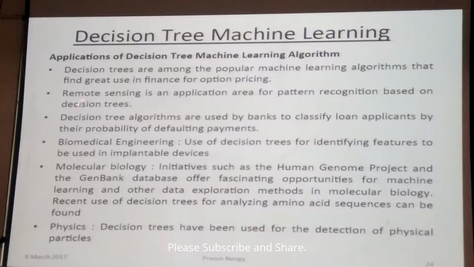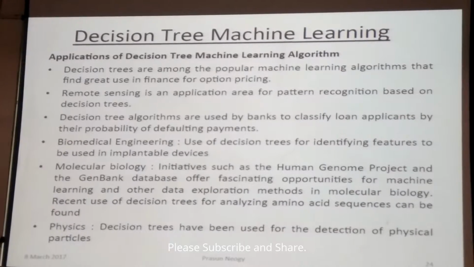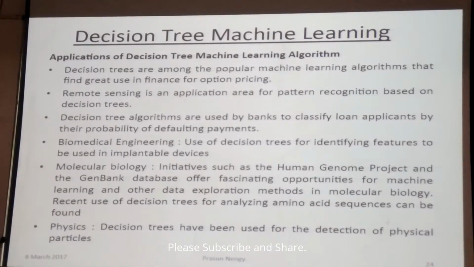Applications. Remote sensing is an application area for pattern recognition based on decision trees. Finance option pricing: banks classify loan applicants by their probability of default. This is a really practical example. A huge amount of data is analyzed for it. What they try to find out is whether a new applicant will default or not, that is, whether they are a credit risk.